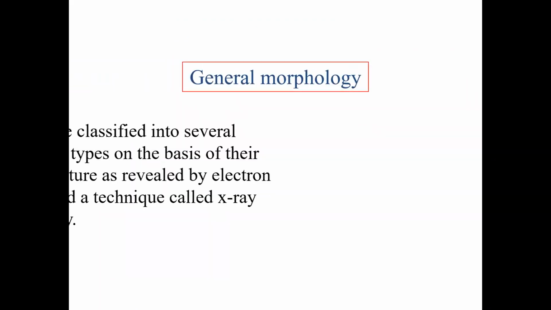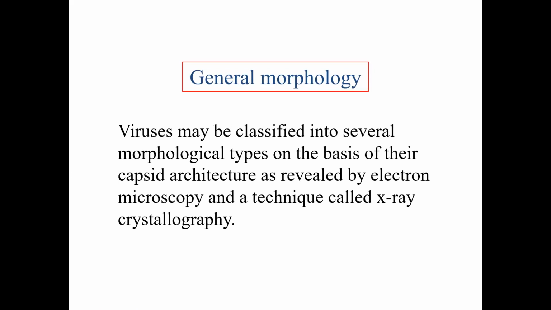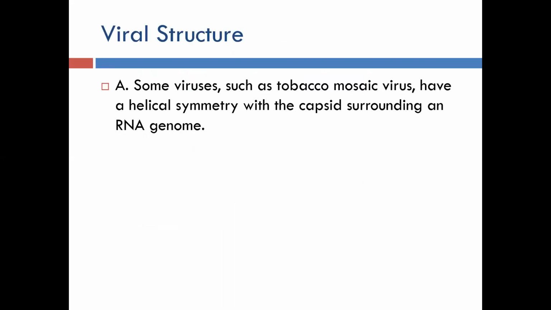General morphology. Viruses may be classified into several morphological types on the basis of their capsid architecture as revealed by electron microscopy. As you know, we can only visualize viruses using an electron microscope, or you can use techniques called X-ray crystallography to determine what type of morphological features are present on a virus. There are some viruses, such as tobacco mosaic virus, that may have helical symmetries with the capsid surrounding the RNA genome.